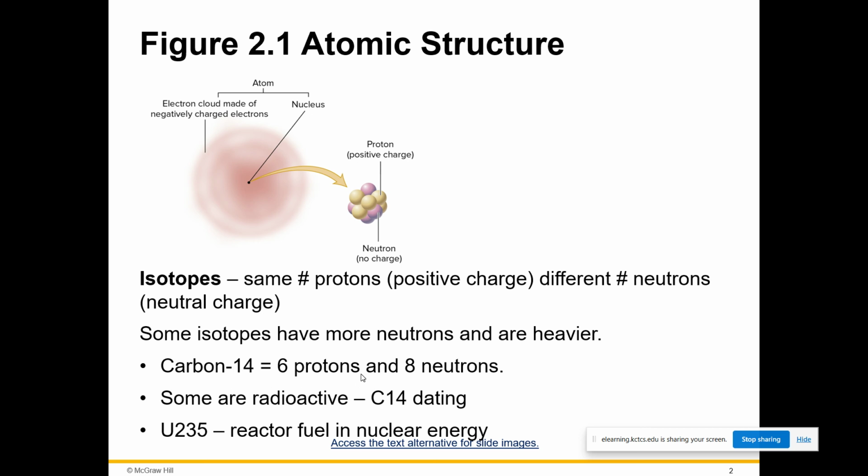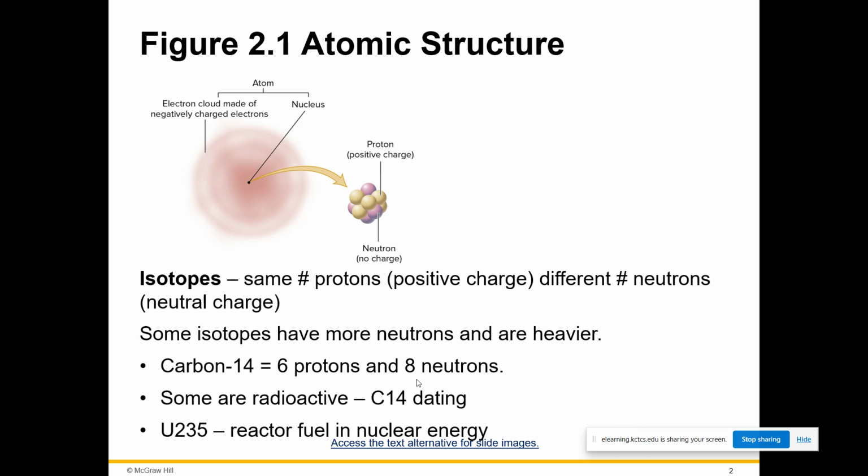It has 6 protons and 8 neutrons. There are different versions of carbon 14. There can also be carbon 13. Again, the number of neutrons is going to stay the same. But as it goes from carbon 14 to carbon 13, it's radioactive.